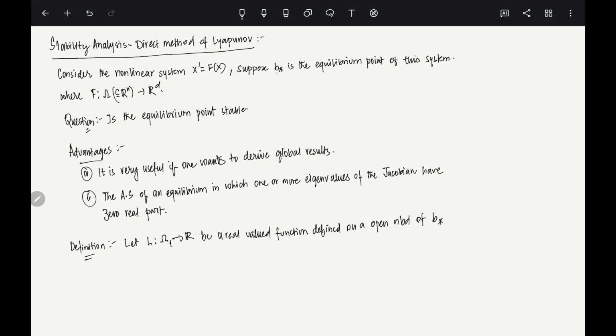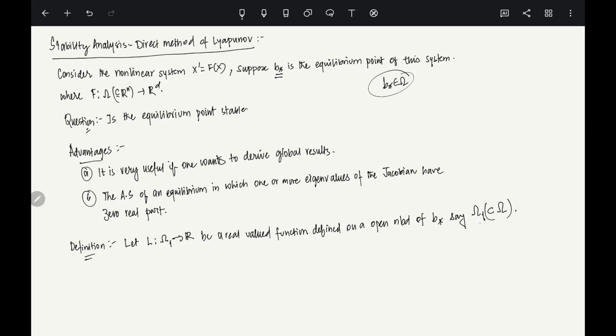B star is the equilibrium point. If you remember, B star is the equilibrium, that is what we are assuming. This neighborhood we are calling omega, which contains omega 1, which is contained in omega. So you understand what I'm trying to say. Of course, B star is contained in omega, because otherwise f of B star is not defined, right?